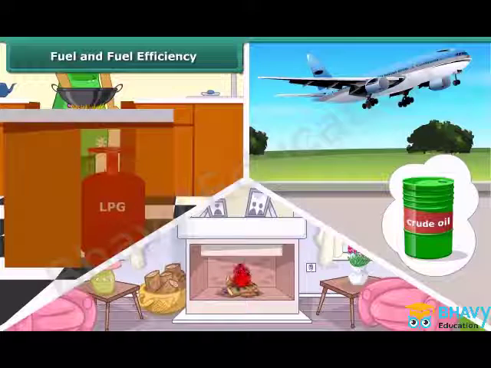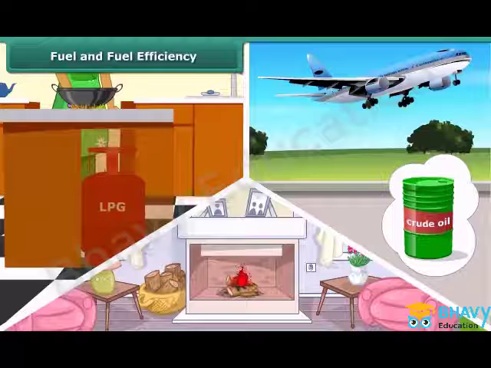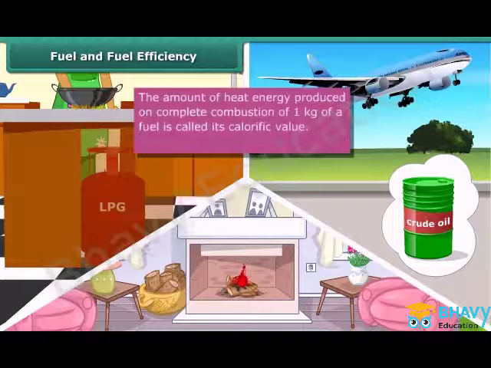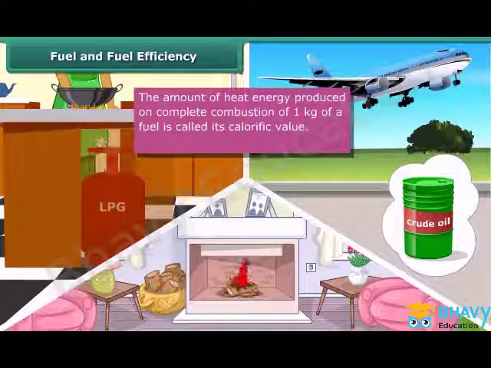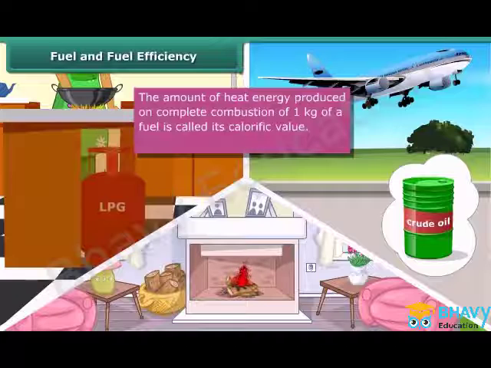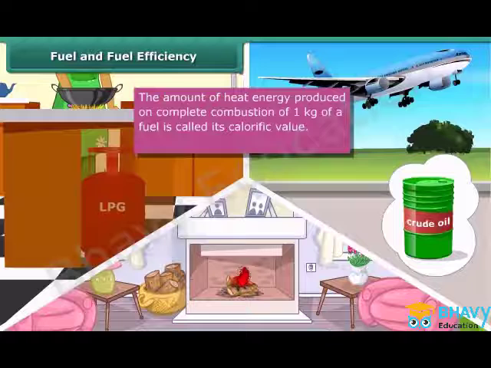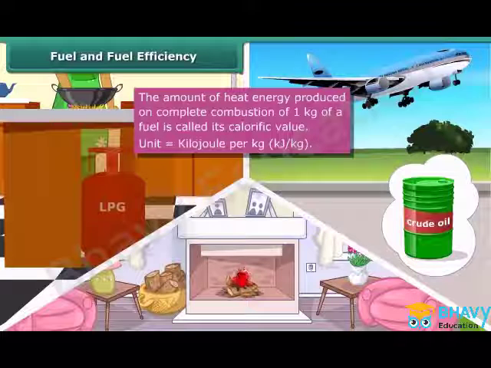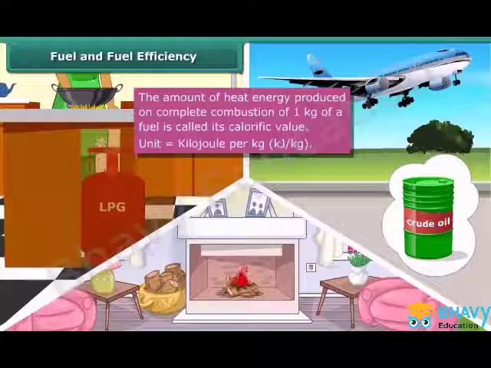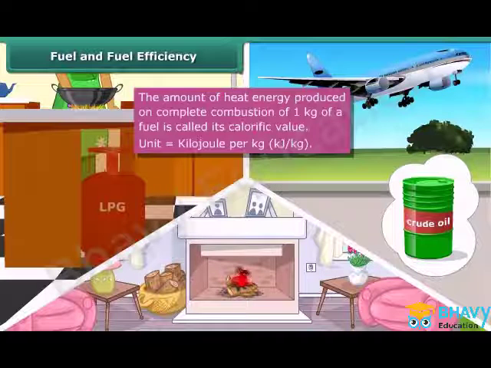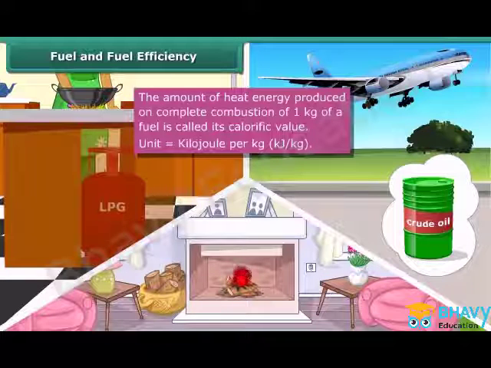Fuel efficiency is determined by its calorific value. The amount of heat energy produced on complete combustion of 1 kg of a fuel is called its calorific value, and it is expressed in a unit called kilojoule per kg. Calorific value of LPG is more than wood or coal. That is why LPG is more efficient fuel than wood or coal.